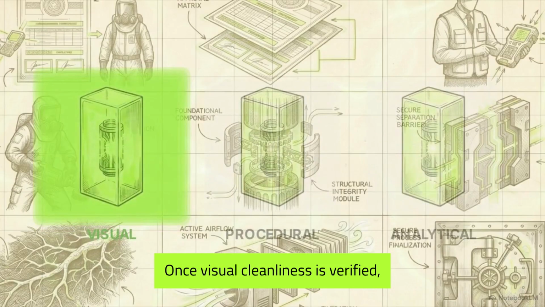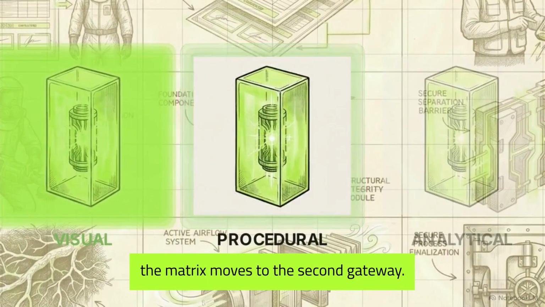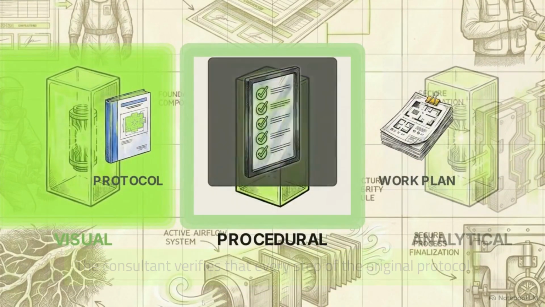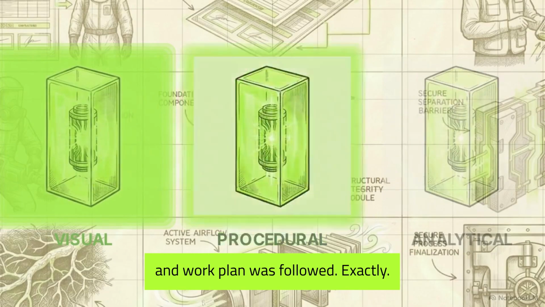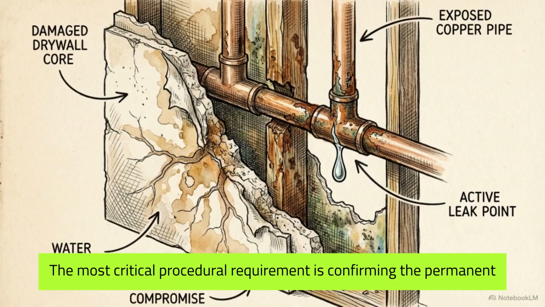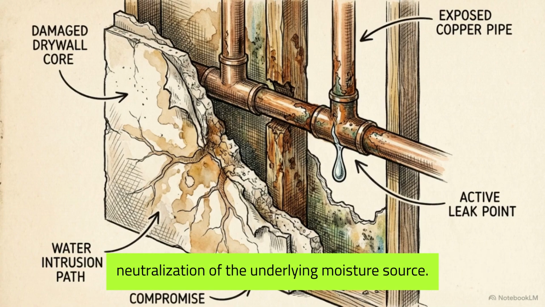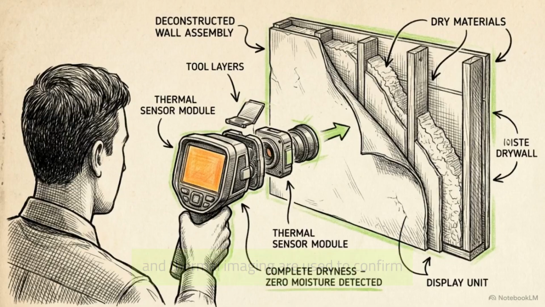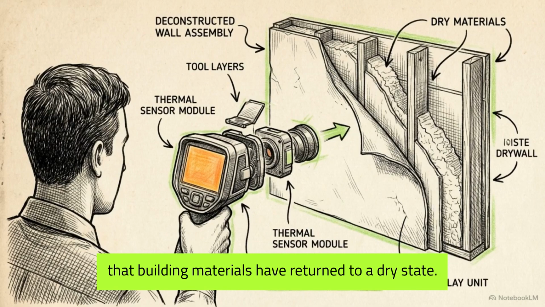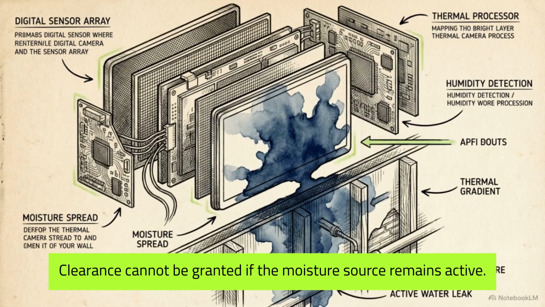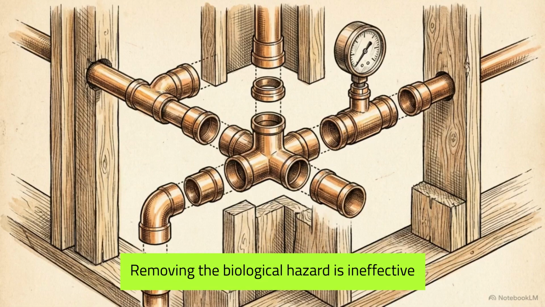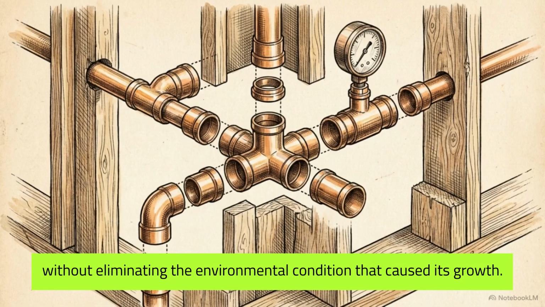Once visual cleanliness is verified, the matrix moves to the second gateway, procedural evaluation. The consultant verifies that every step of the original protocol and work plan was followed exactly. The most critical procedural requirement is confirming the permanent neutralization of the underlying moisture source. Deep penetrating moisture meters and thermal imaging are used to confirm that building materials have returned to a dry state. Clearance cannot be granted if the moisture source remains active. Removing the biological hazard is ineffective without eliminating the environmental condition that caused its growth.